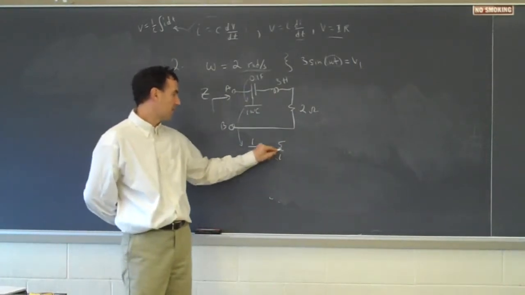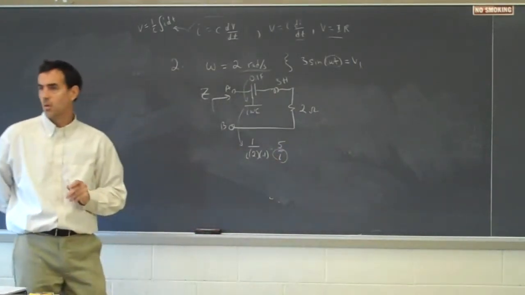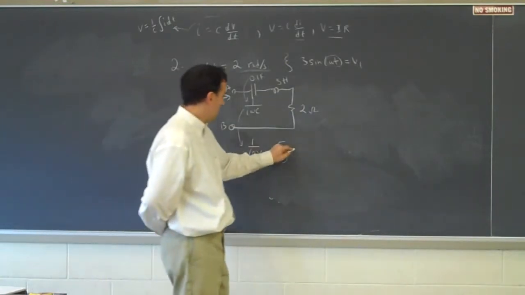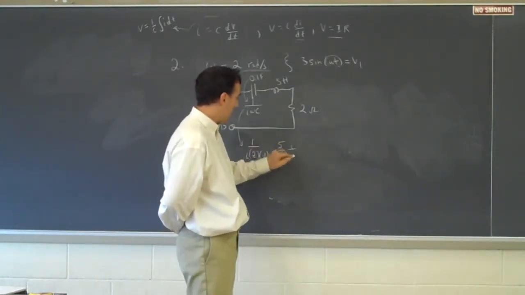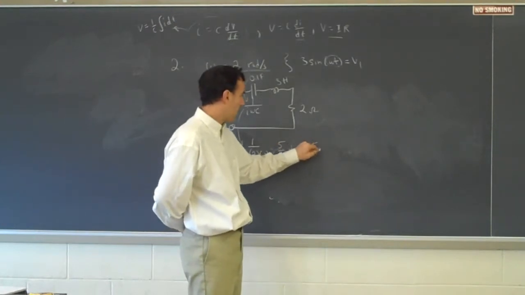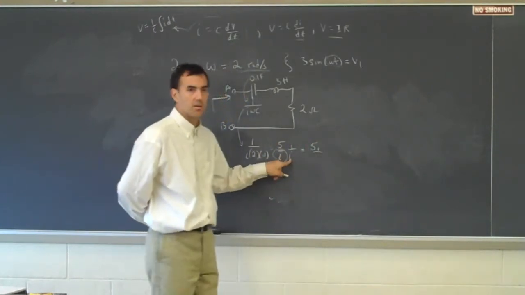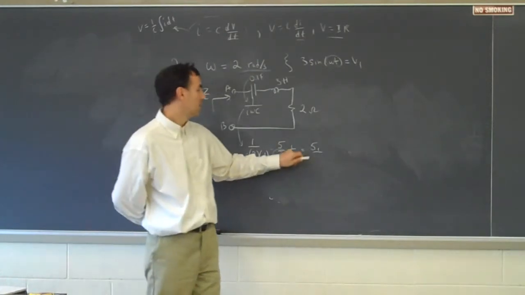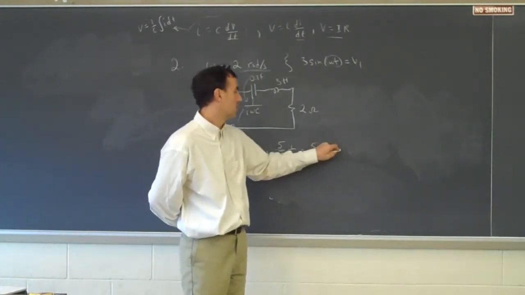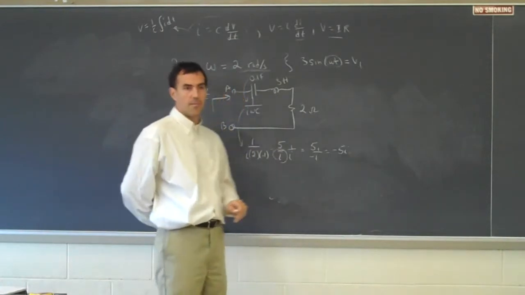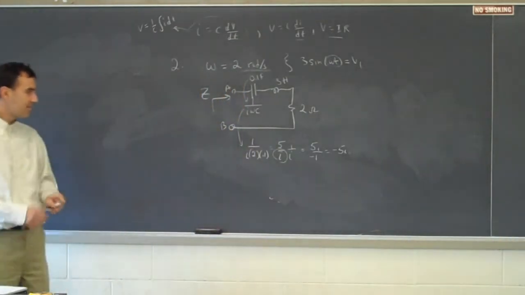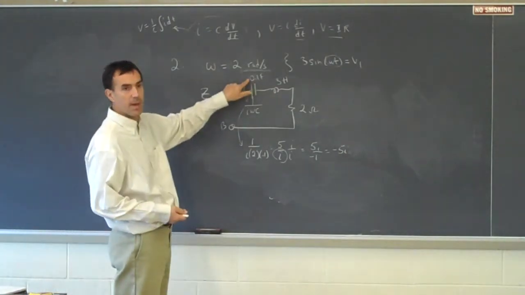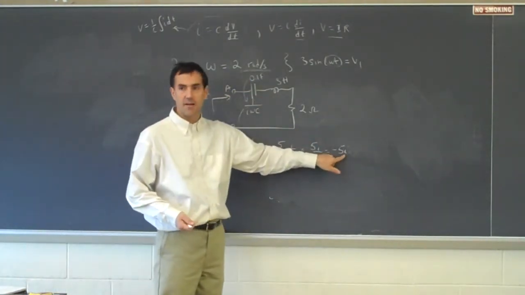Does that i represent current or the square root of -1? The square root of -1, good. I can multiply top and bottom by i, and I get 5i divided by i squared. What's i squared? -1, which is -5i. So the impedance of the capacitor is -5i.